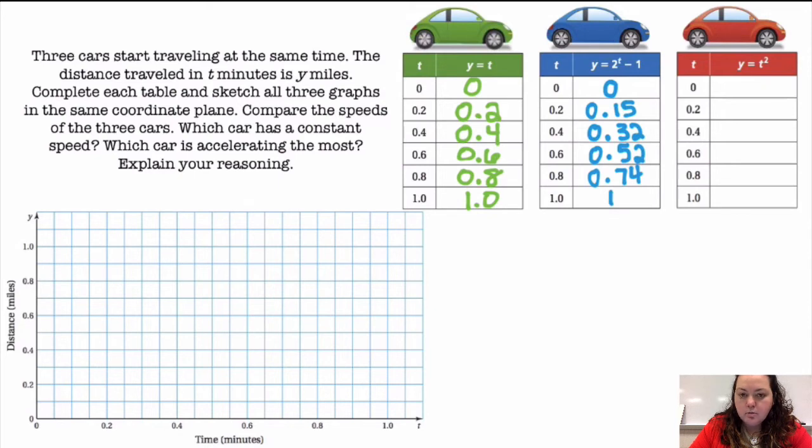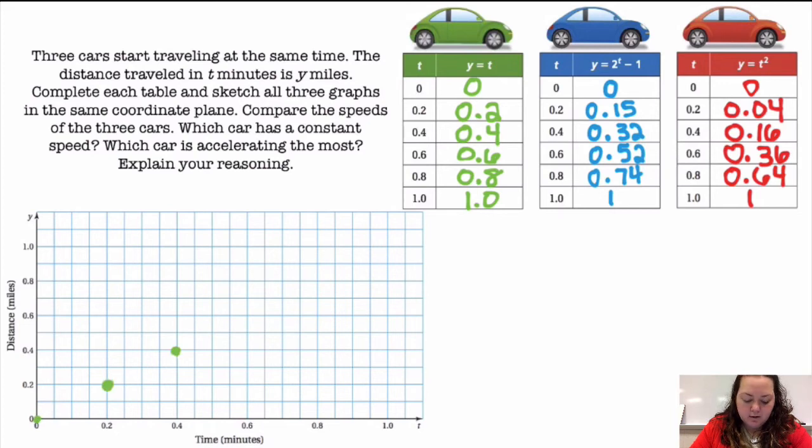And then I'm going to do y equals t squared. So I'm going to take my t values and square them. 0 squared is 0. 0.2 squared is 0.04. 0.4 squared is 0.16. 0.6 squared is 0.36. 0.8 squared is 0.64. And 1 squared is 1. And so now I have all these ordered pairs, and I can graph them.